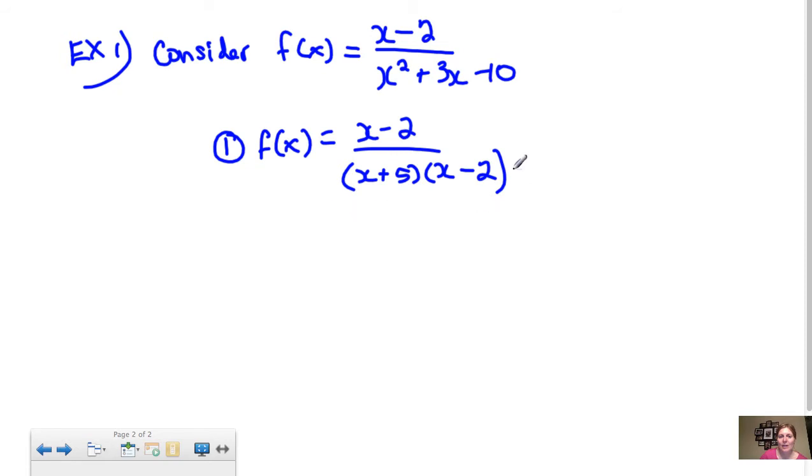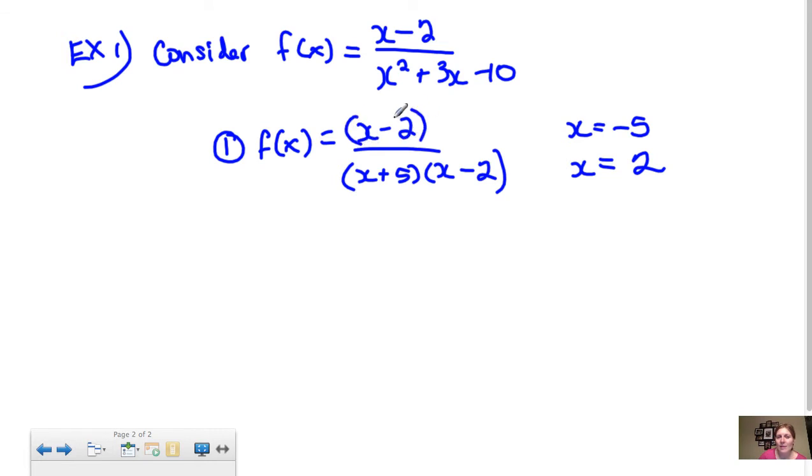Okay. So recognize that I've got two different factors of x down here. So there's two different values of x that could cause the denominator to equal 0. X could equal negative 5, and that would cause this factor to equal 0, and I'd be dividing by 0, and we can't do that. Or x could also equal 2. Now, the question we have to ask ourselves: are both of those asymptotes? No is the answer. And look why.